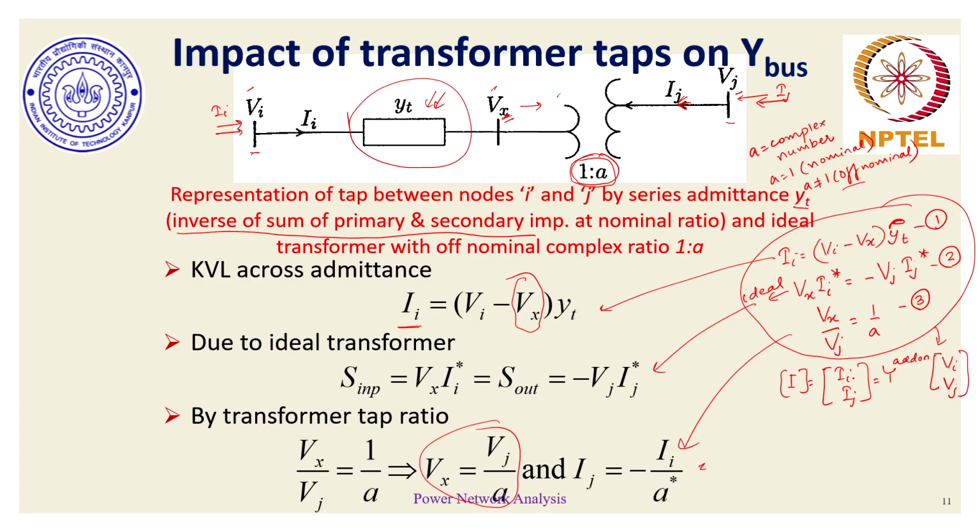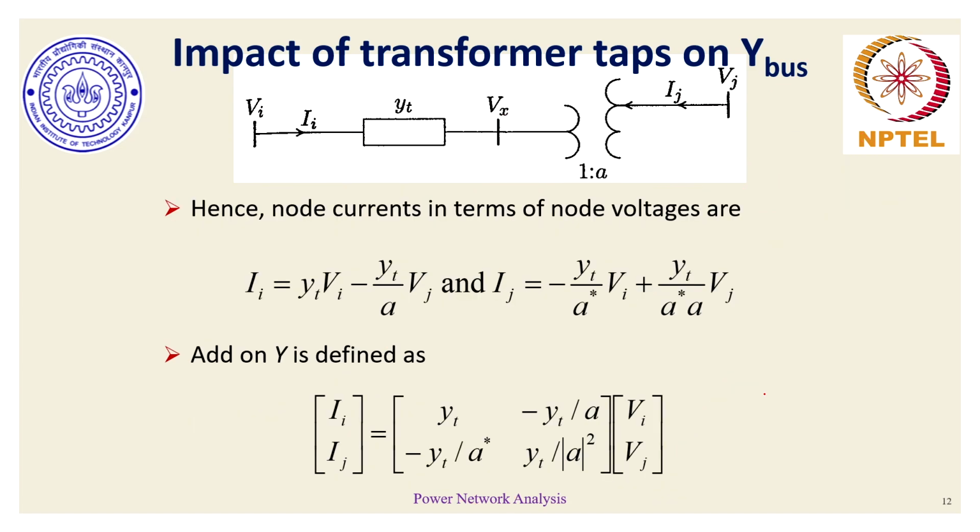So I can get my first row of this Y bus matrix. And if I divide it by minus 1 by A conjugate, I can get my second equation. If I do a little simplification, this is my add-on matrix, which is a 2 cross 2 matrix appearing because of the transformer tap. And A here is a complex number. It need not be a real number. It can be different from 1. It need not just be a scalar.